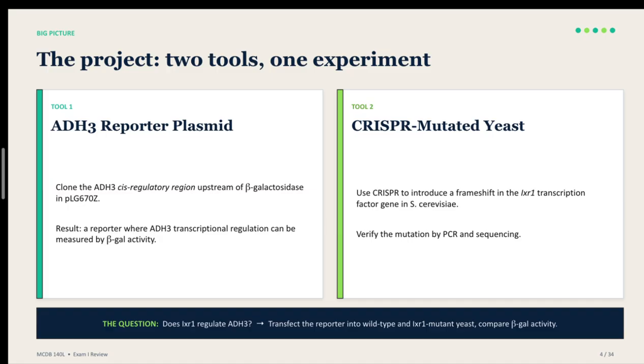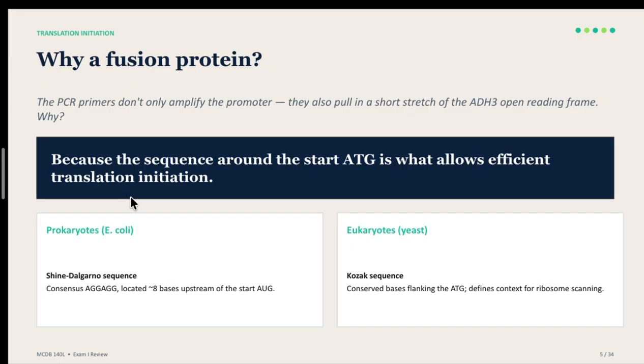The other tool that we're using is knocking out IXR1 in yeast using CRISPR. IXR1 is something that's suspected to regulate ADH3, and the other approach that we do in this class is knocking that out. But again, you don't really have to worry too much about what we're doing with IXR1. You should just know, very generally, that we're using CRISPR to introduce a frameshift in this transcription factor in S. cerevisiae. Cool. So with that, let's move on to some of the more specifics.